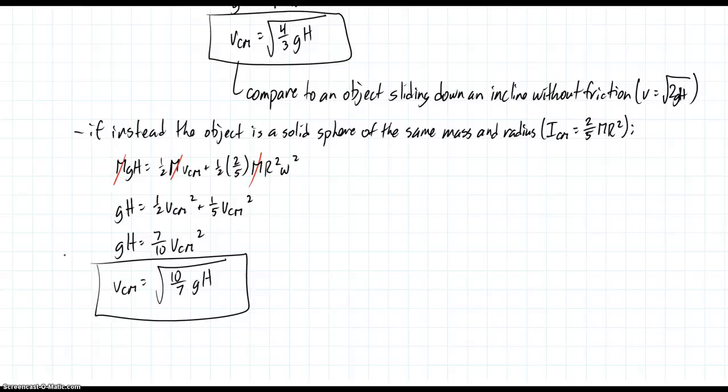The larger the moment of inertia, the greater proportion of the kinetic energy that is going to be rotational kinetic energy. The smaller the proportion that is translational kinetic energy, the slower the object will move, the longer it will take for it to get to the bottom of the incline.